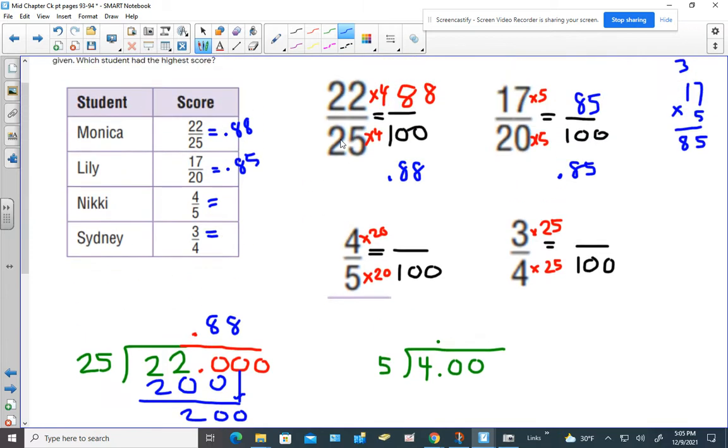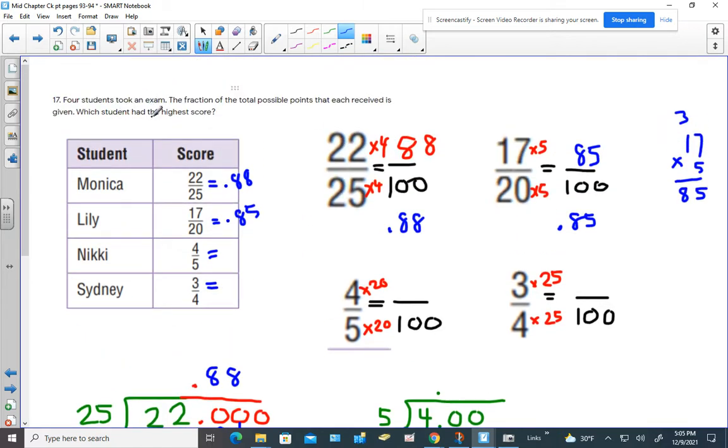Now remember, they want to know which student had the highest score. So far Monica is higher than Lily, but you need to see if Nikki and Sydney have a higher score than this. And then you'll bubble in the person that has the highest score. All right, good luck finishing this up.